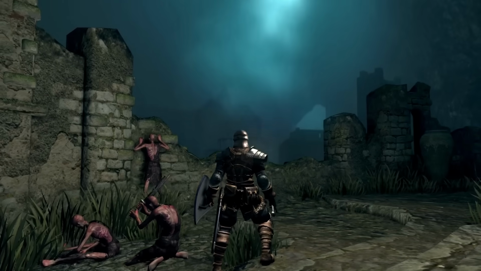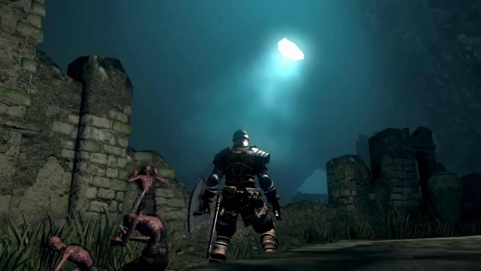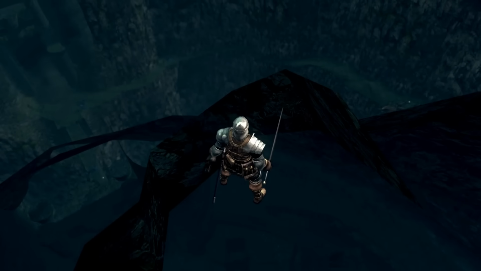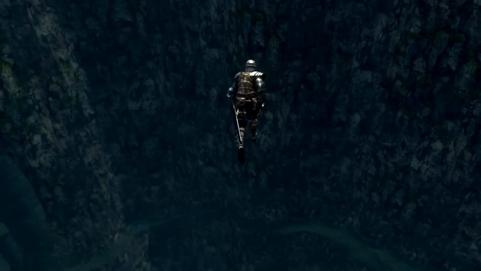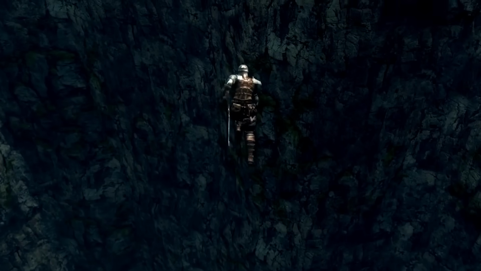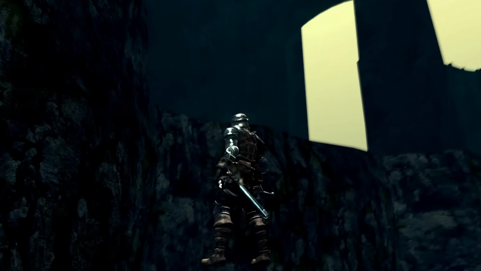Let's also take a look at the skylight in New Londo Ruins. If we teleport to it, then run out into the Valley of Drakes, turn around and look up, we can see that it should be somewhere in the Undead Parish, near where the Hellkite Bridge leads.